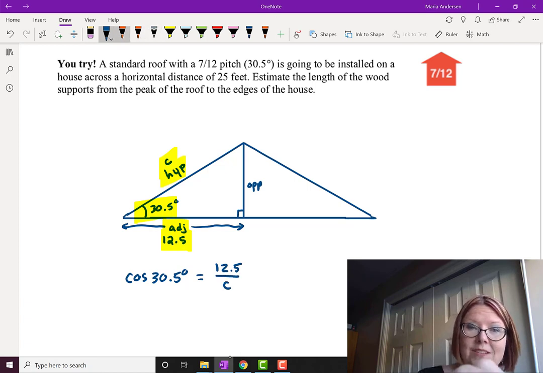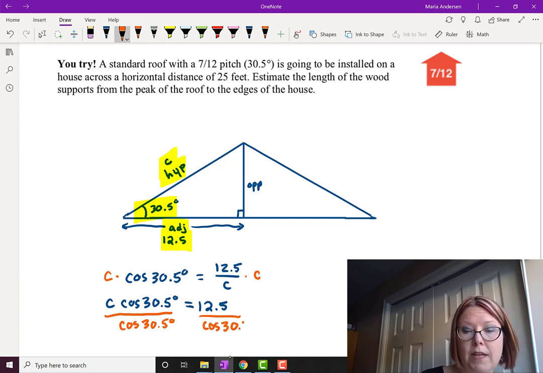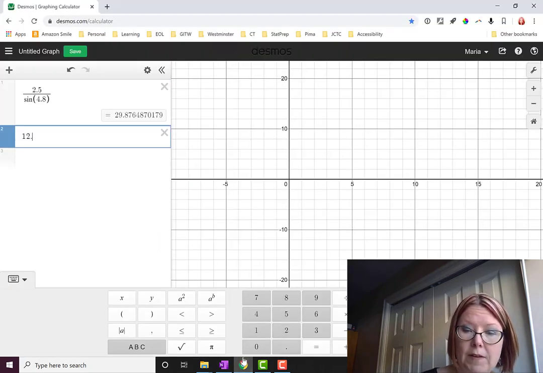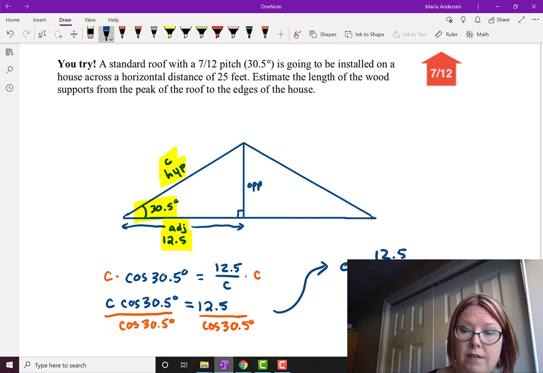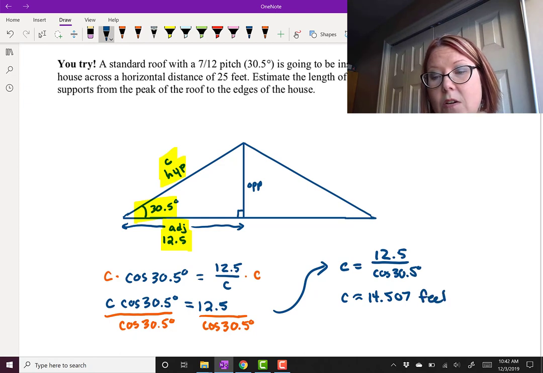To solve this, we're going to multiply both sides by C, giving us C cosine 30.5 degrees equals 12.5. And now solving for C, we need to divide both sides by the cosine of 30.5 degrees. So we'll do that on both the left and the right-hand side. This gives us C equals 12.5 divided by cosine 30.5 degrees. Let's go over to Desmos and calculate that value. 12.5 divided by cosine 30.5. That gives us 14.507. So C is approximately 14.507. And in this case, our units are feet.